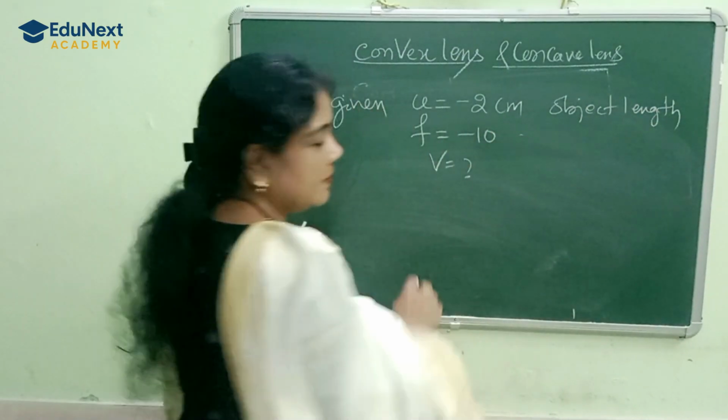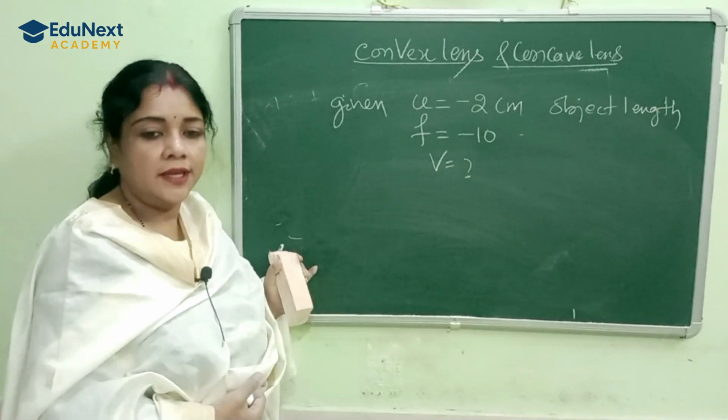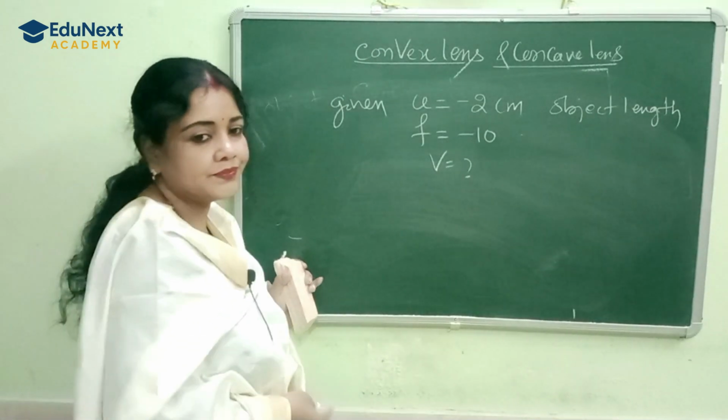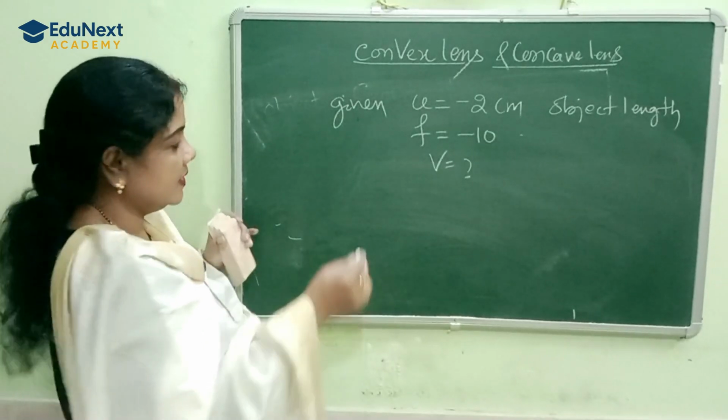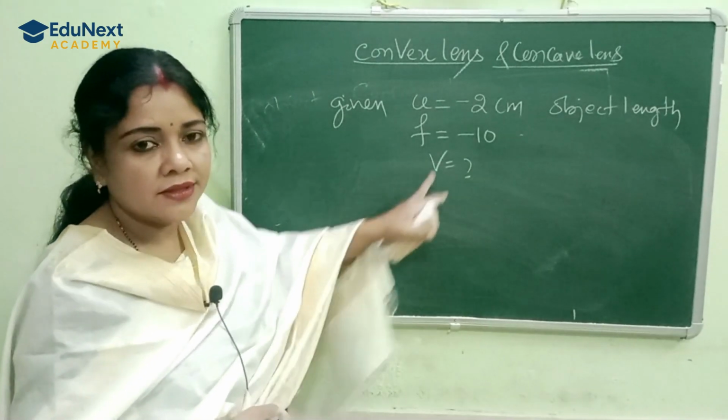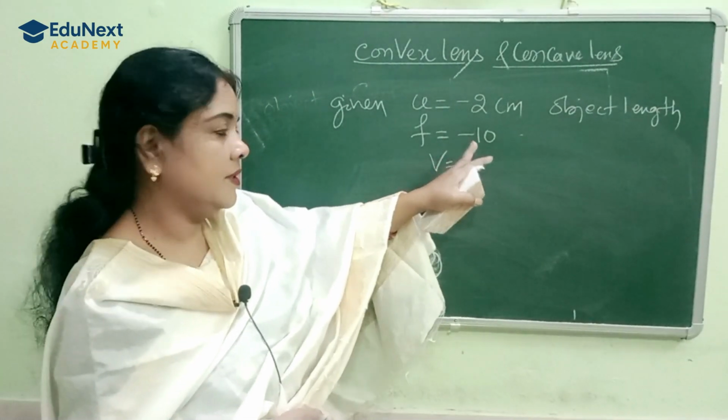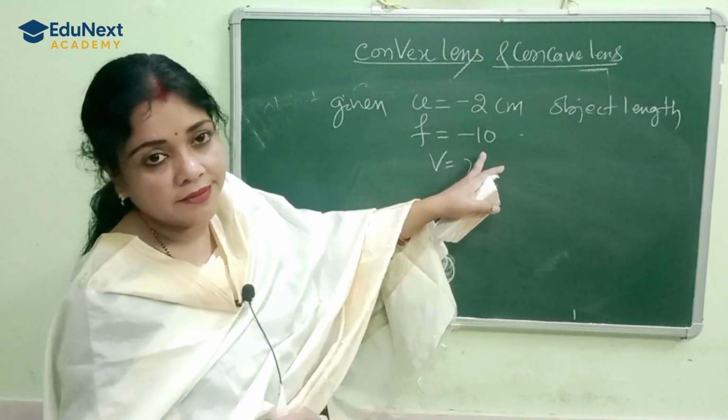Focal length is also given. You have to find what is the image length. Okay, now see how to calculate. As it is minus, that means it is a case of our concave lens.